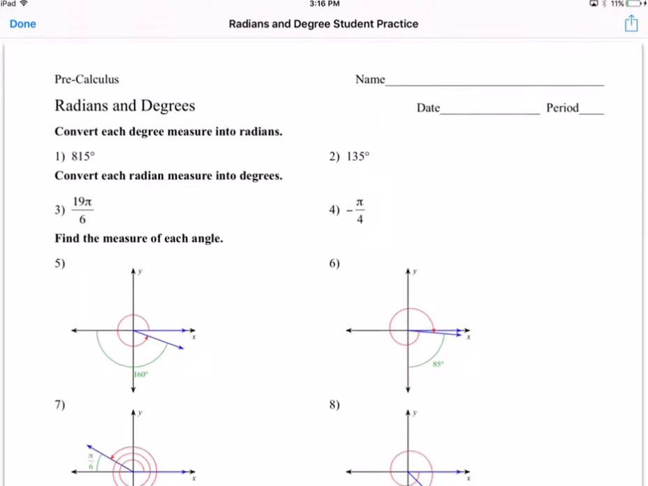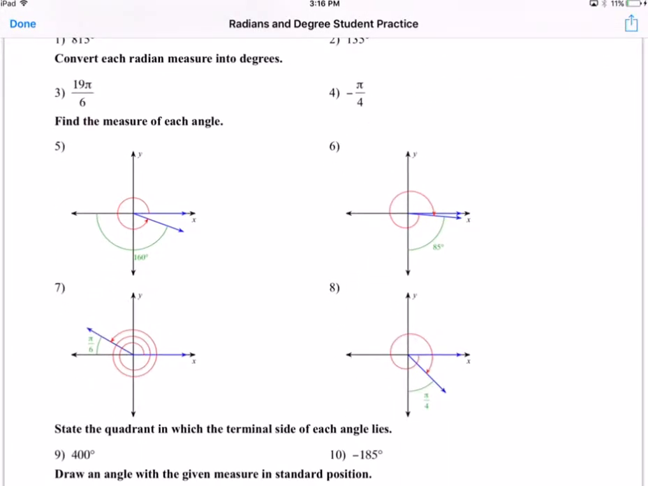Also, another note for 5, 6, 7, and 8. There's a little bit of problem solving involved here, but please make sure that for 5 and 6 your answers are in terms of degrees, and for 7 and 8 your answers are in terms of radians.